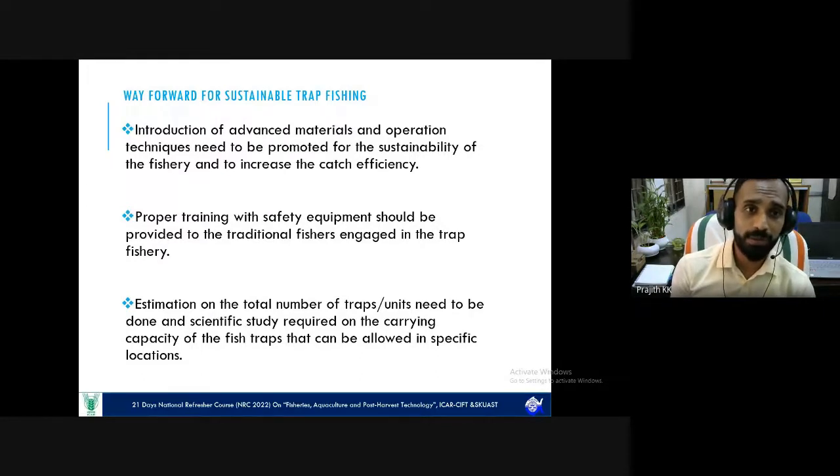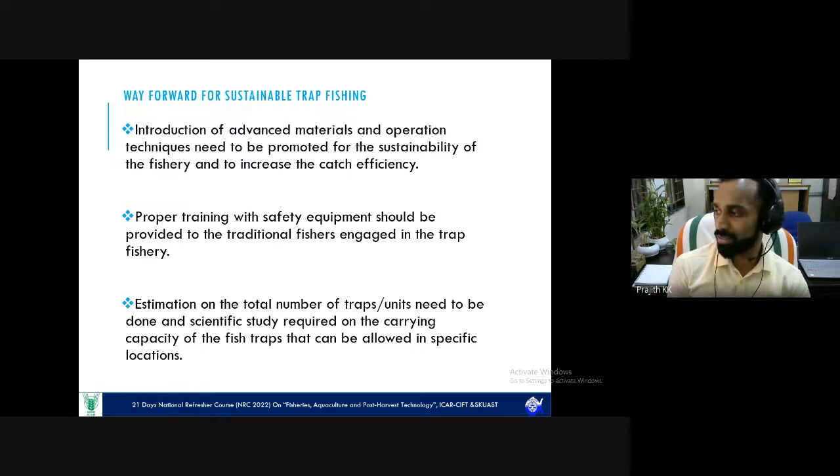Then what we can do in the way forward: introduction of advanced material and operational techniques needs to be promoted for the sustainability of the fishery and to increase the catch efficiency. Some technology interventions, there are some designs giving promising results that are being used outside our country, that we can test in our waters. Then proper training and safety equipment distribution to the fishermen will increase the safety of the traditional fishermen engaged in trap fishing. Then we can make an estimate.